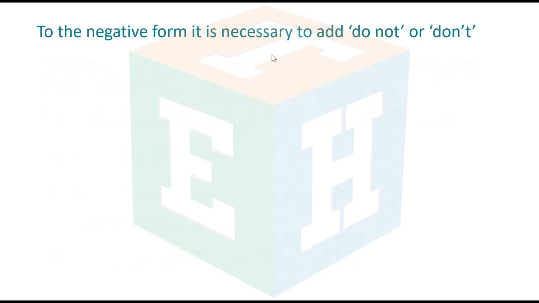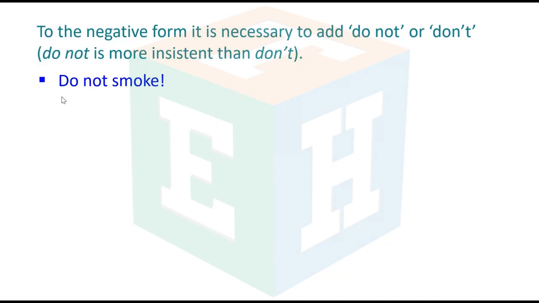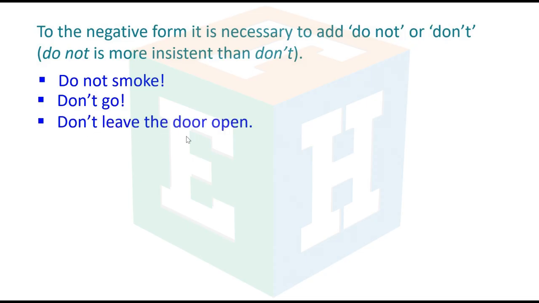For the negative form, it is necessary to add do not or don't. Do not is more insistent than don't. Do not smoke. Don't go. Don't leave the door open. Don't talk to me.